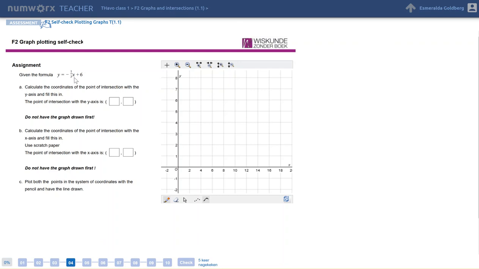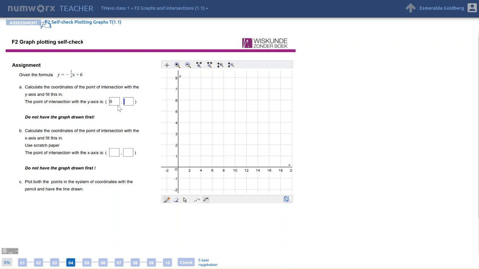And what they ask of us here is to calculate the points of intersection with both the y-axis and the x-axis. The point of intersection with the y-axis is where the line passes through the vertical axis. And by where, we mean what coordinates. Now, we already know that on the y-axis, the x-coordinate there should be 0, because if you're on the y-axis, you have not gone to the left or to the right. That's why the x-coordinate is always 0 for any point on the y-axis.